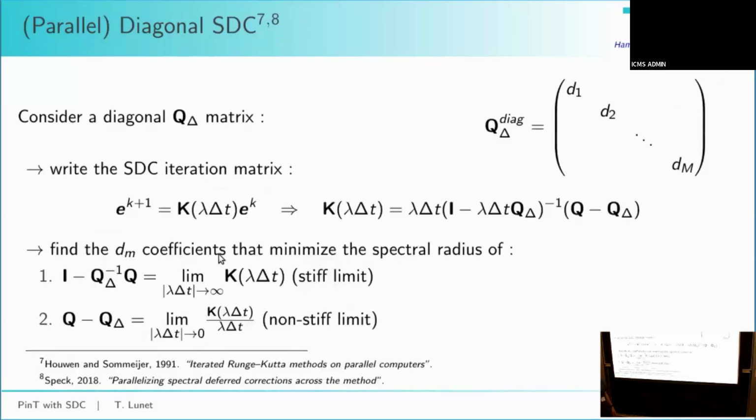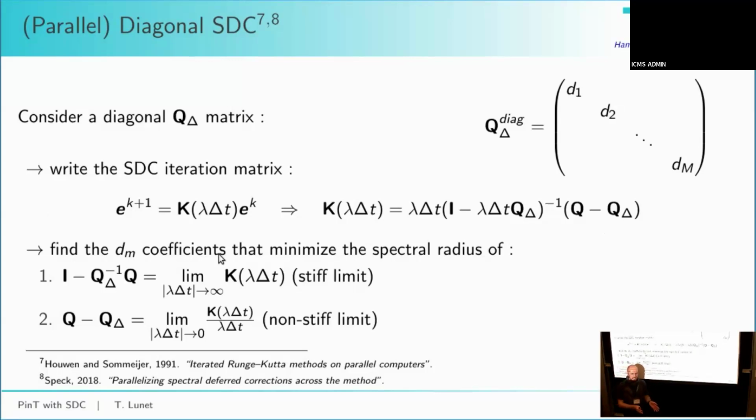What we wanted to do with parallel SDC, I don't want to say parallel SDC because there are many versions of parallel SDC, so I will call this diagonal SDC, at least to distinguish it from block Gauss-Seidel or pipeline SDC. It's basically to say I can use a Q delta matrix that is diagonal. In that case, I can do the sweep, and each node update will be independent from the others, so I can do that in parallel.